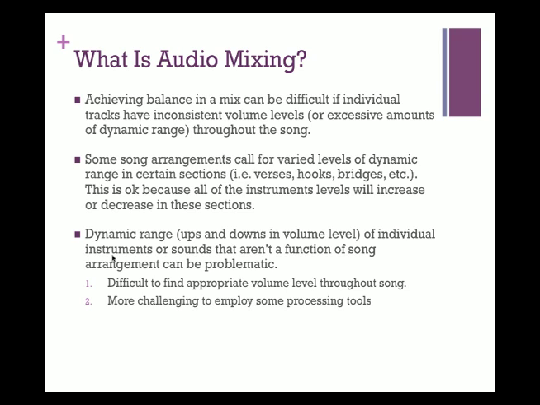Another reason this can be problematic is because it becomes more challenging to employ some processing tools. So there might be some processing tools, for example compression, where you're setting that compression level to contain or control dynamic range, and you get your compression set just the way you like it with the appropriate amount of gain reduction, and then all of a sudden there's a certain section of the song where it gets loud. So that setting you made now kind of throws off the amount of gain reduction that you were looking for in that compressor. So if you want to employ some processing tools, you have to make sure you have an adequate volume level to really set that accordingly.